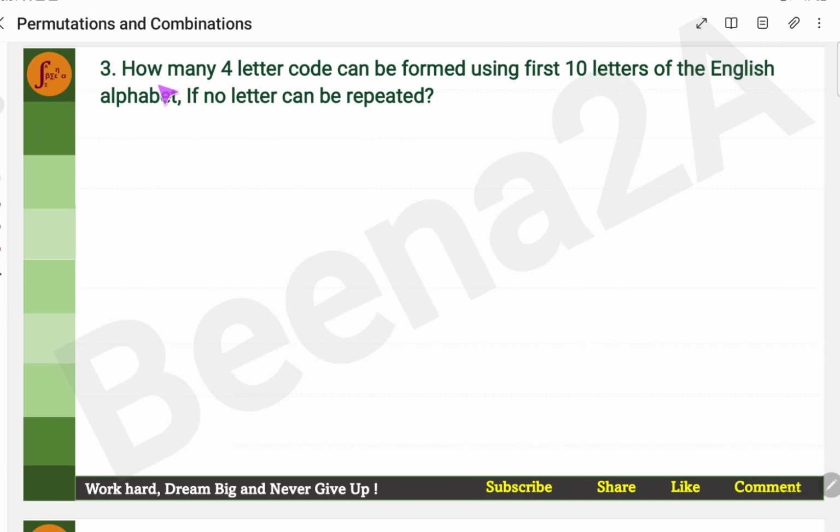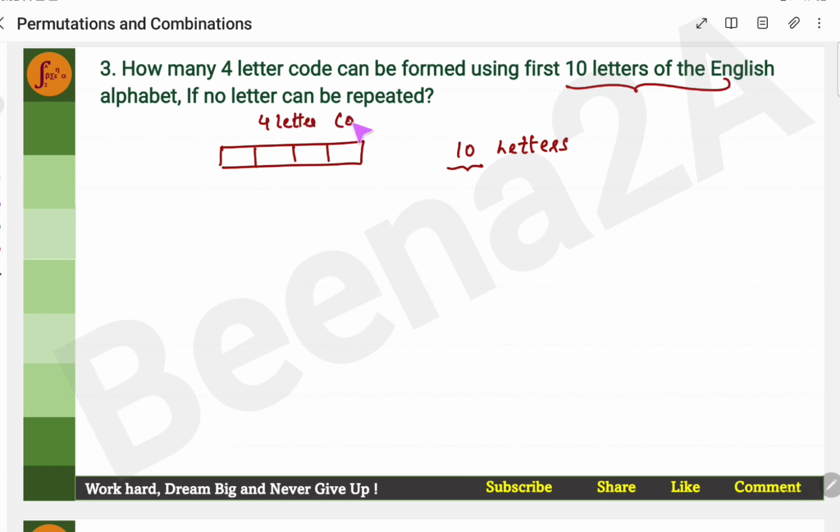Let's look at another example. How many 4-letter code can be formed using first 10 letters of the English alphabet if no letter can be repeated? 4-letter code, right? So there has to be a code with 4 letters, right? We'll put 4 boxes. And using 10 letters of the English alphabet. See, it doesn't matter which are the letters. 10 letters and you need to form 4-letter code. Right? First letter, second, third, fourth.